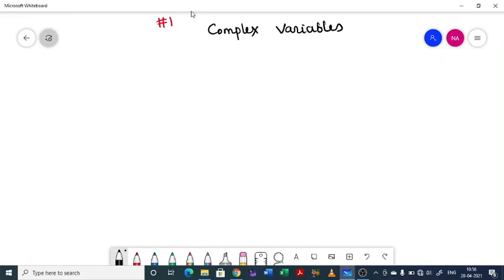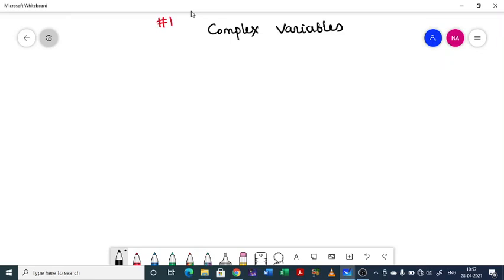So in this video we are going to discuss what a complex number is and some of the basic concepts concerned with complex numbers. Before starting with the definition of complex numbers, I am going to assume that you are familiar with real numbers, integers and rational or irrational numbers. With that familiarity, I am going to start with the definition of complex numbers.